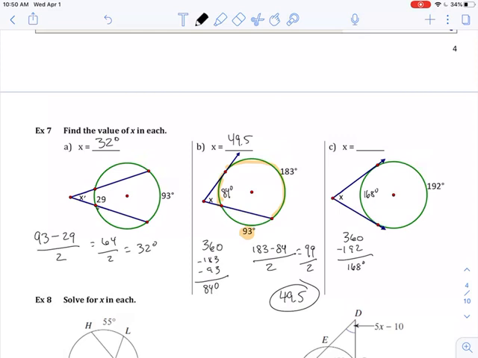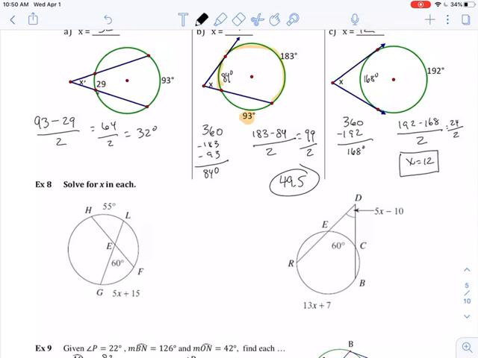And then we go back and do that same pattern we've been doing. 192 minus 168 divided by 2. That ends up being 24 divided by 2. So x is going to equal 12. All right.